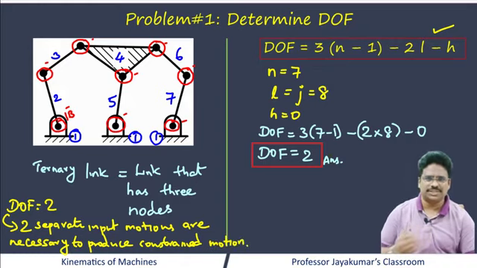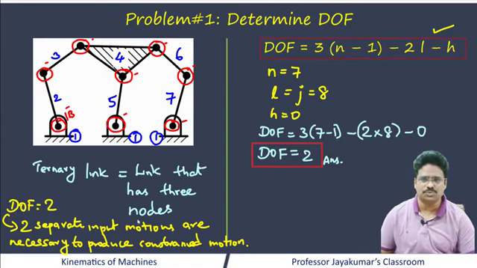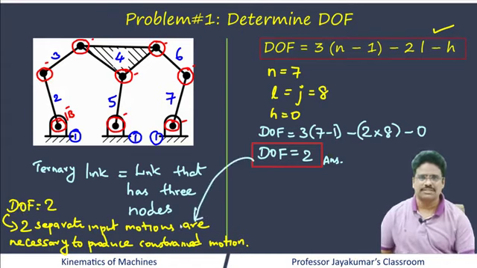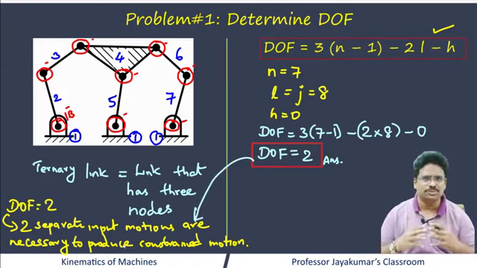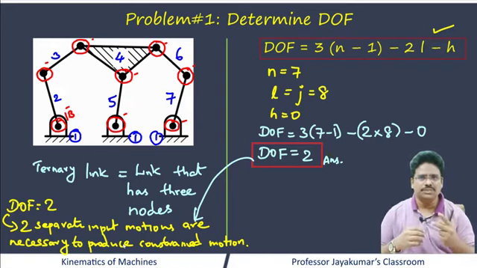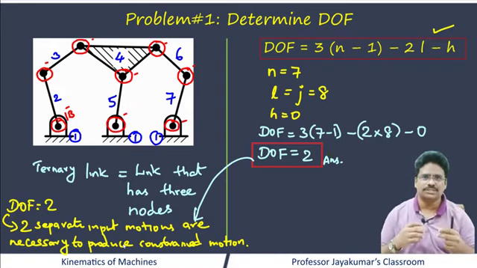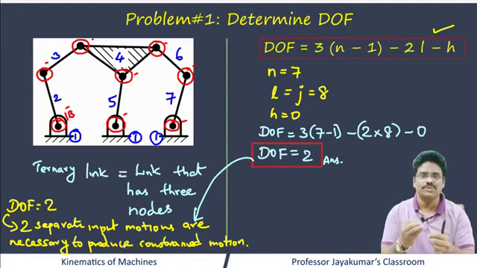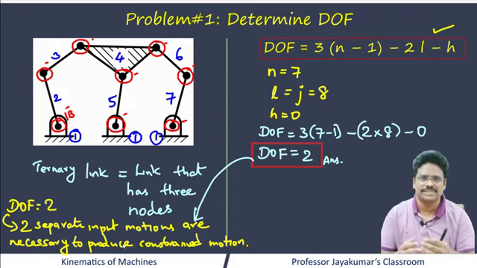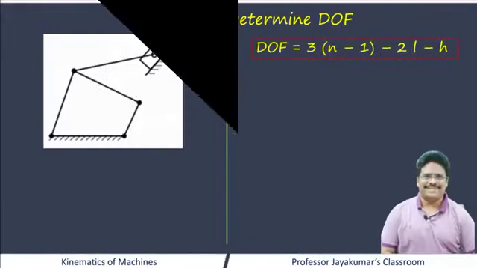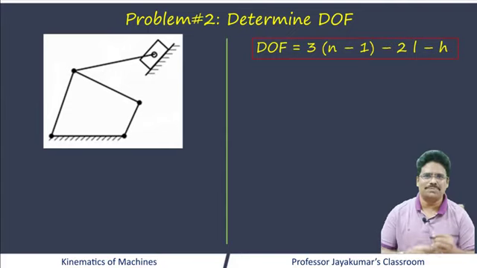By substitution, I get degrees of freedom for this mechanism as 2. What does it indicate? Degrees of freedom equal to 2 implies that we need two separate inputs to be given to this particular mechanism. Then only will we get constrained motion from this mechanism. Clear? Right, let us solve numerical problem number 2.